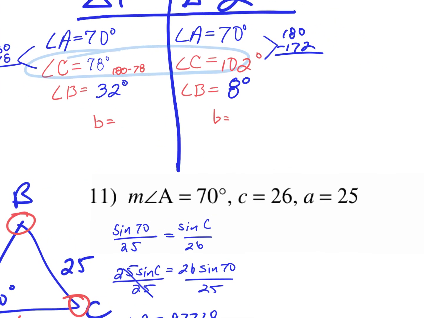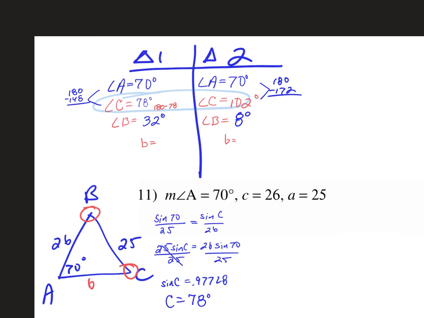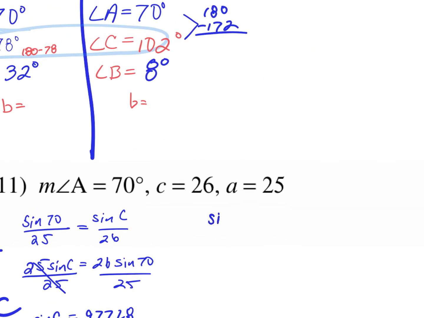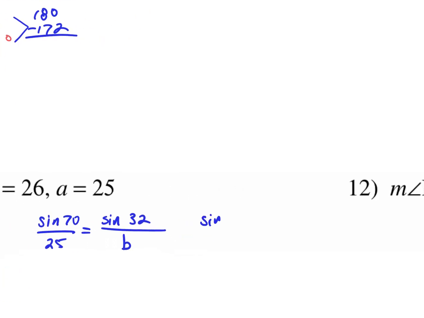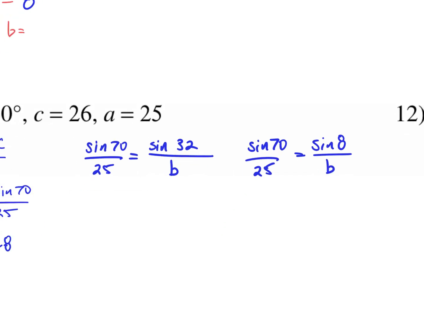I'm going to use my original proportion, sine 70 over 25. For triangle 1, if I know that angle B is 32, it's sine 32 over side B. For triangle 2, I'm going to use that same proportion, sine of 70 over 25, but instead of 32, I found out that angle was 8 degrees. So it's sine 8 over B. In both cases, we're going to cross multiply. So 25 sine 32 equals B times the sine of 70. Divide by sine 70.